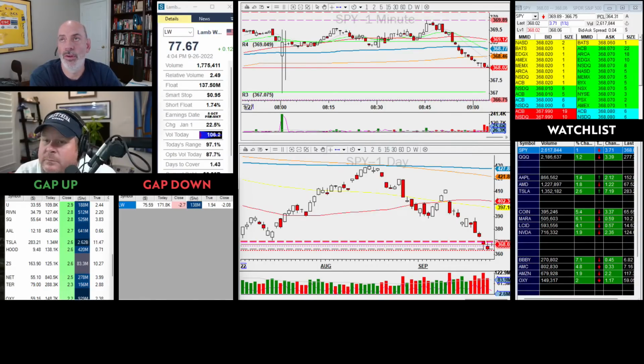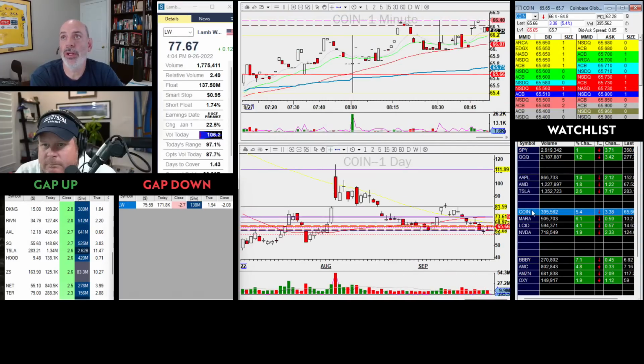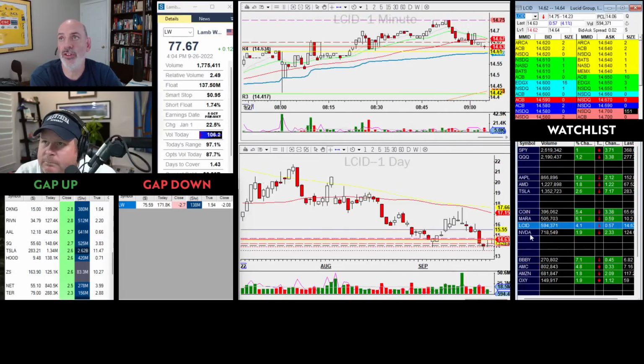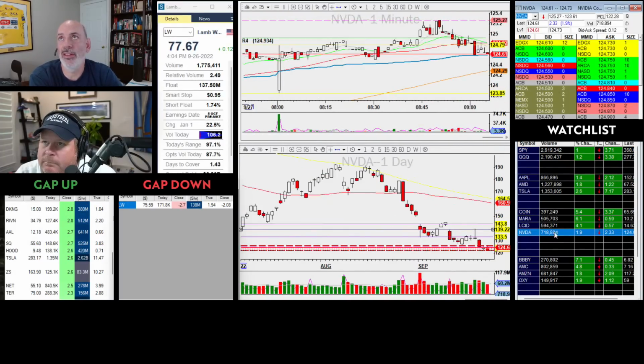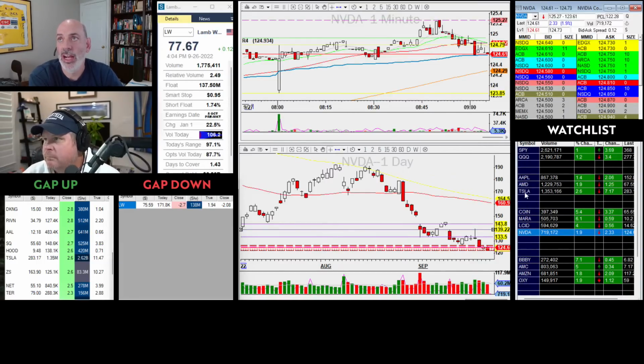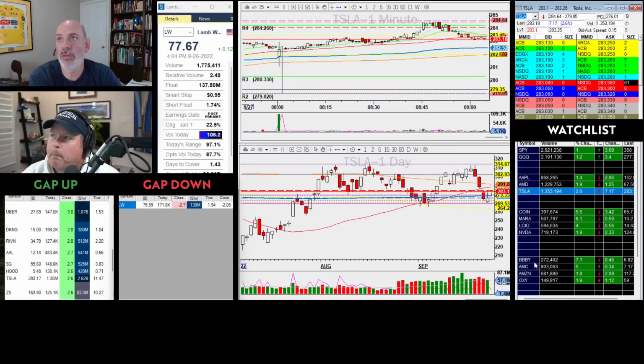So my list so far, I'm probably going to take a look at Coin just to see what it does after the open. Definitely watching Lucid, and I like NVIDIA this morning. So for me, so far, those are probably the top on the list, with my usual AMD and Apple, of course. As a secondary, Tesla is looking pretty good to me.